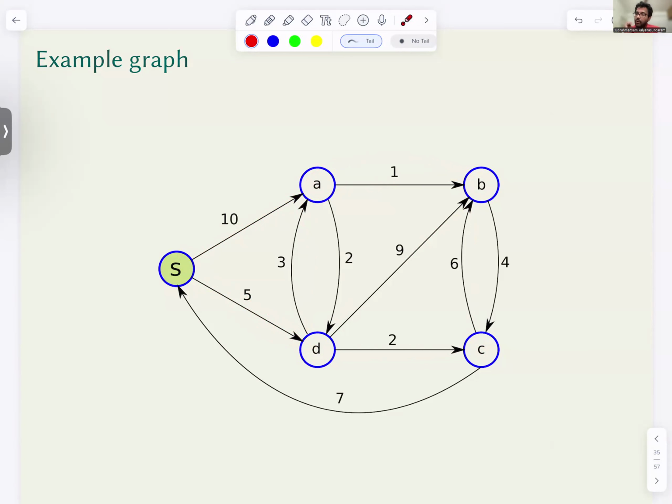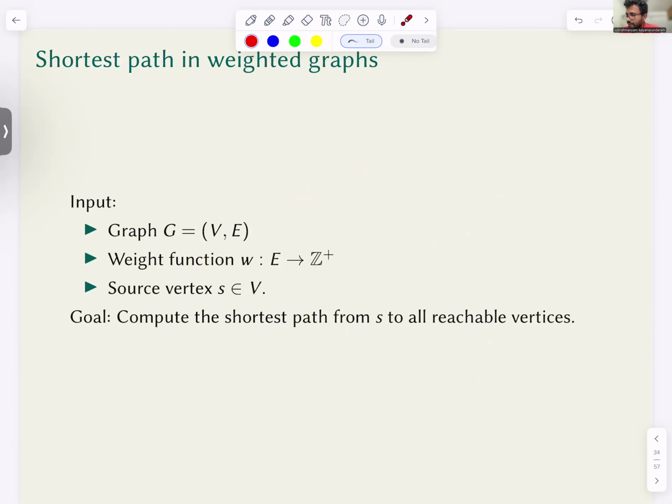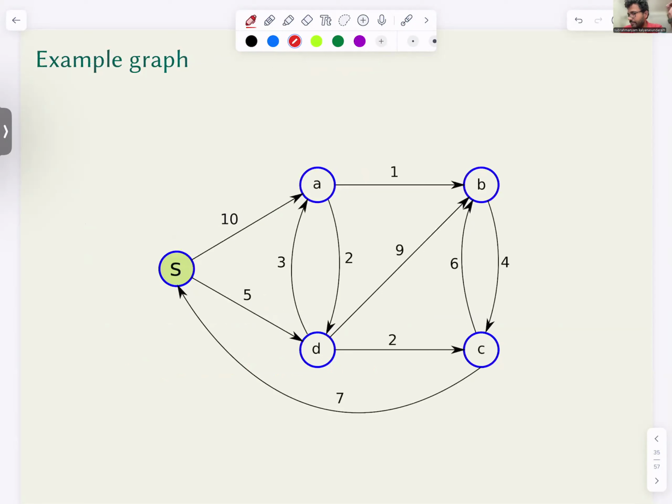So now, given this kind of situation, what is the shortest way to reach a vertex from a single source? So the problem that we look at here is called single source shortest paths. Meaning we have a single source from which you want to compute the shortest paths to all the vertices in the graph. Got it?